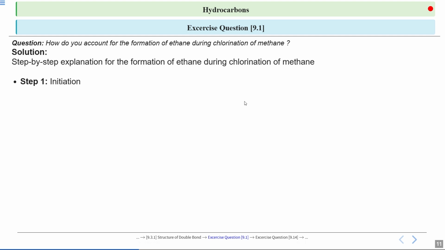In the initiation step, the reaction is started by the homolysis of the chlorine molecule. This is an important concept because it involves breaking the chlorine molecule into two reactive parts. Let us see how this happens. The chain is initiated by homolysis by UV light.